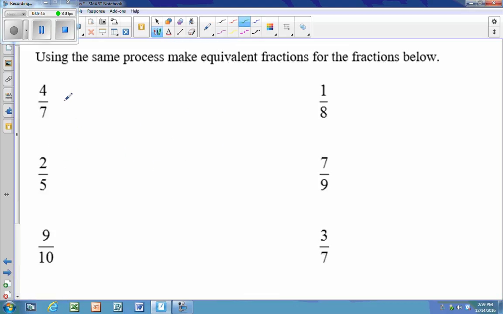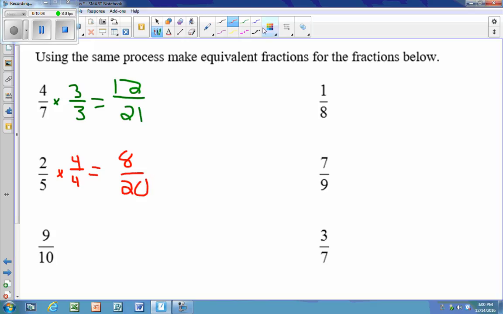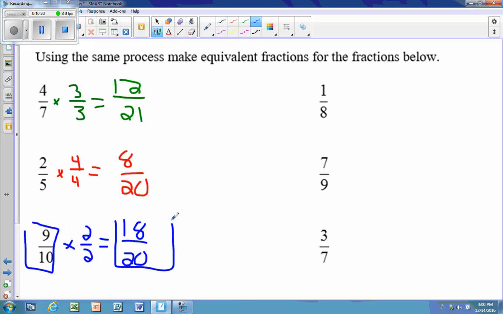This is the same process. I can pick any number I want. I'm going to multiply this by 3 and this by 3. And I end up having 12/21. This time I want to multiply by 4 over 4, and I end up with 8/20. I'm going to try 2 now. It doesn't matter what number, they're all correct. And I have 18/20. So 9/10 and 18/20 are equivalent because it's really like multiplying by 1.